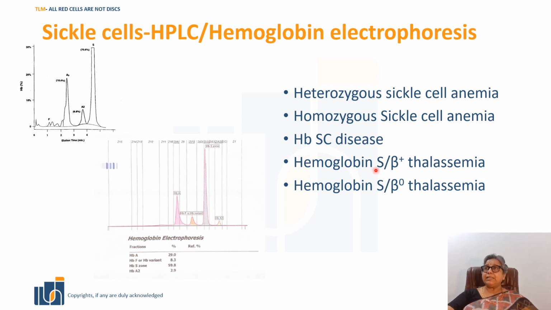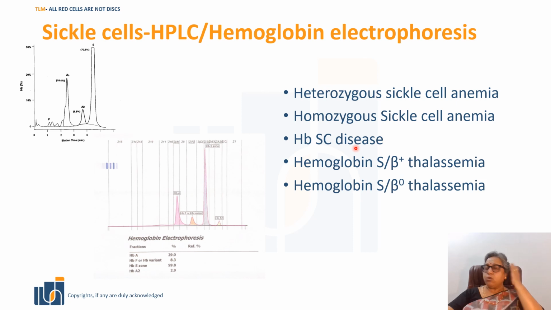Then you have sickle cells in association with other abnormalities, like hemoglobin SC disease. S and C will migrate at different points, and the presence of both will be SC disease. Or you can have hemoglobin S in association with either beta plus or beta naught thalassemia. So with hemoglobin electrophoresis or HPLC, when you're looking at the graphs, you'll be able to easily diagnose any of the diseases, either alone or in combination.